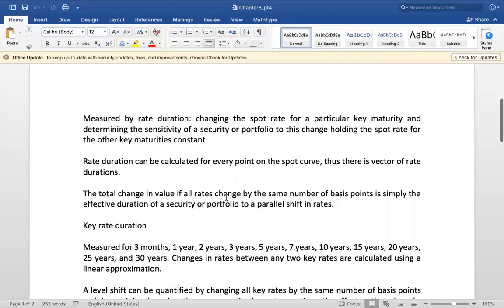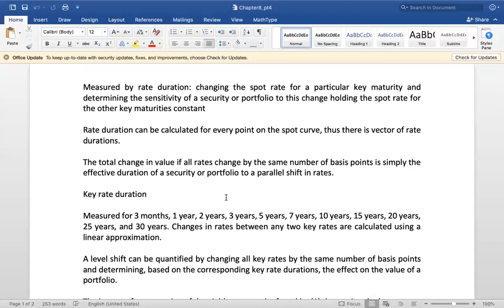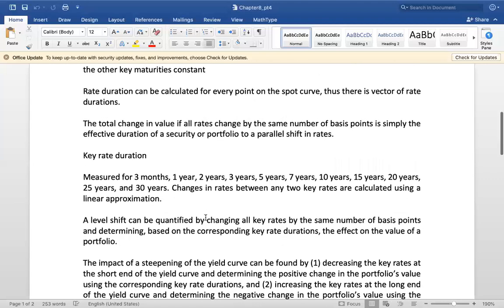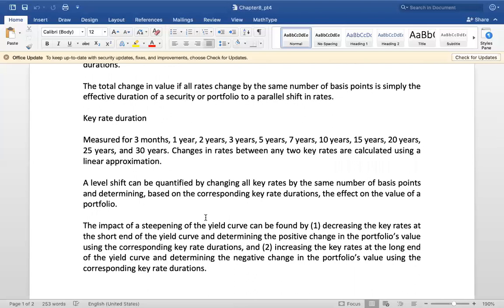Key rate duration in practice is measured for 3 months, 1 year, 2 year, 3 year, 5 year, 7 year, 10 year, 15, 20, 25 and 30 year bonds. Changes in rates between any two key rates are then calculated using linear approximation. A level shift can be quantified by changing all key rates by the same number of basis points and determining, based on the corresponding key rate durations, the effect on the value of the portfolio.